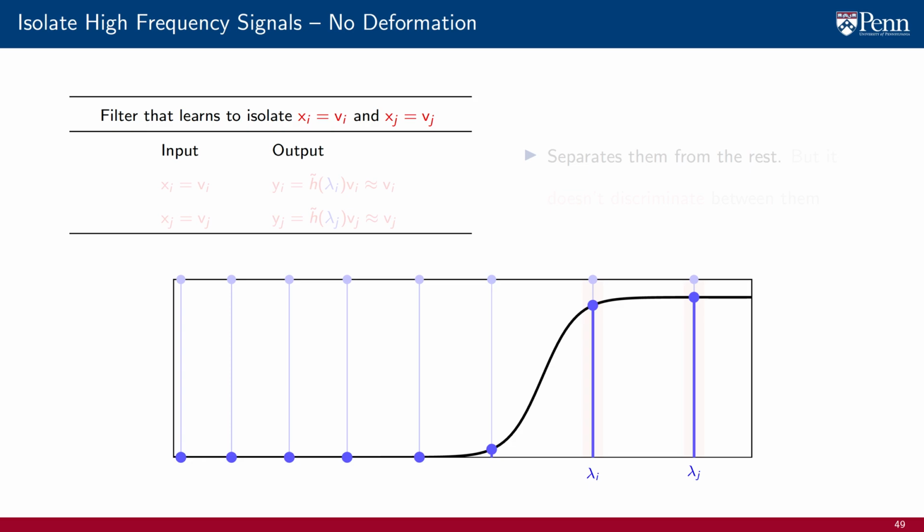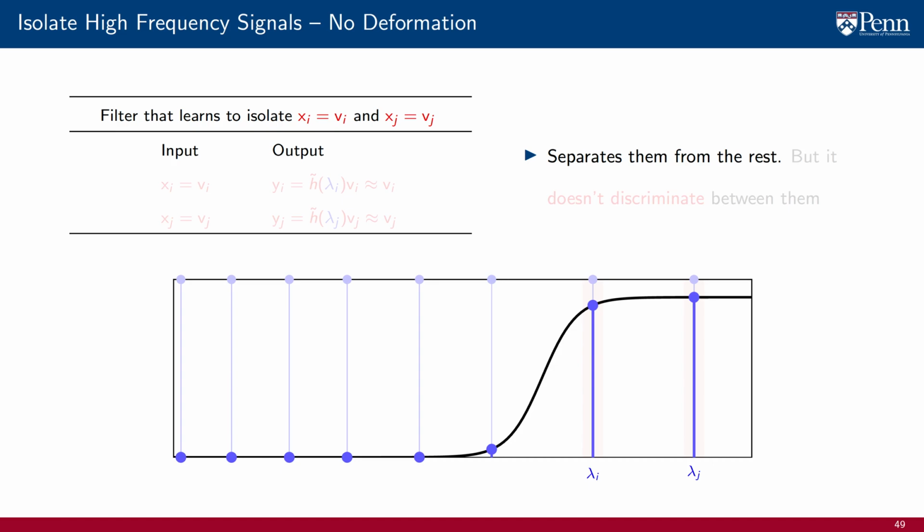To explain this latter statement, consider the problem of discriminating signals xi and xj that are aligned with the eigenvectors vi and vj of the shift operator. In the GFT domain, these signals are represented by spikes at eigenvalues lambda i and lambda j, which are the corresponding associated eigenvalues.